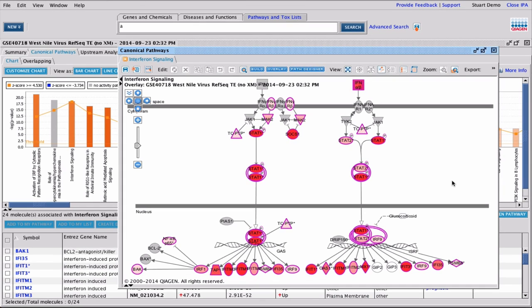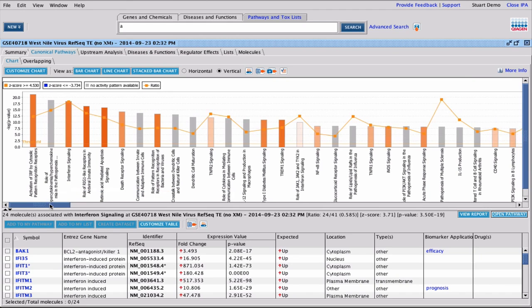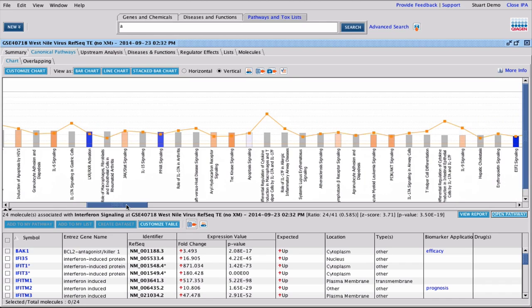Some signaling pathways don't have a clearly definable activated state. Those pathways will have gray bars. Blue bars indicate pathways predicted to be inhibited, like the PPAR signaling pathway. So that is a new pathway activity analysis in IPA. We hope it will help you get more out of pathway analysis by predicting pathway activation or inhibition.